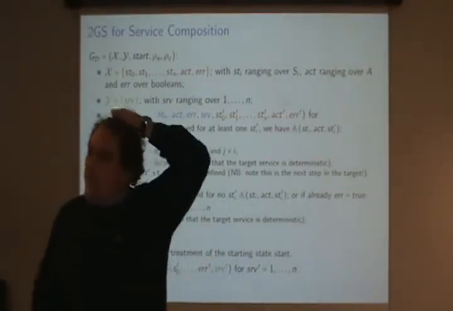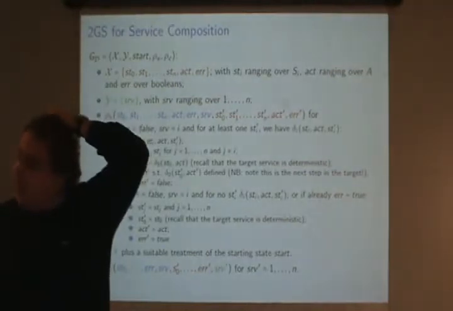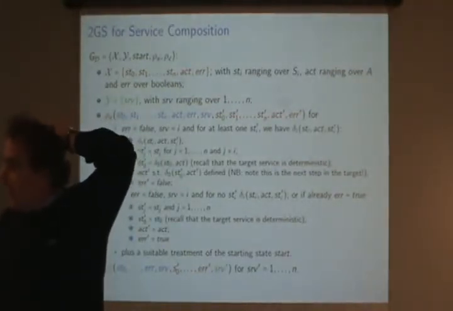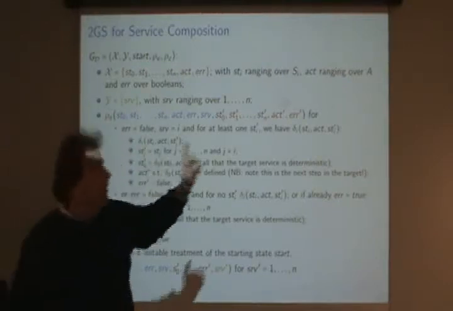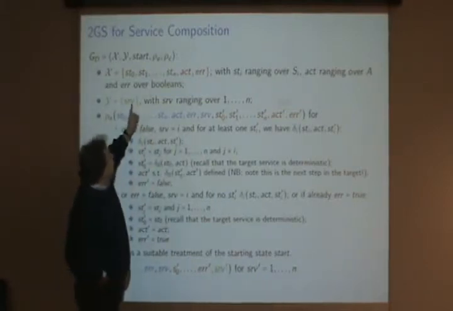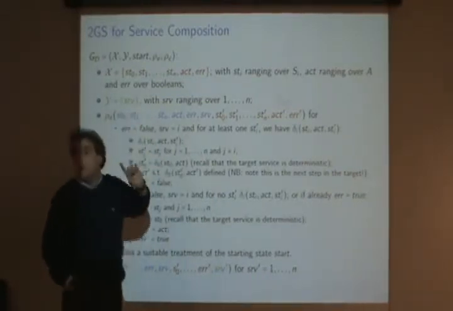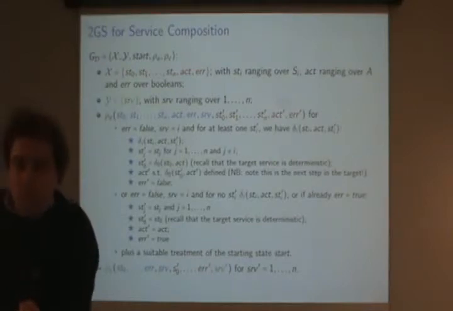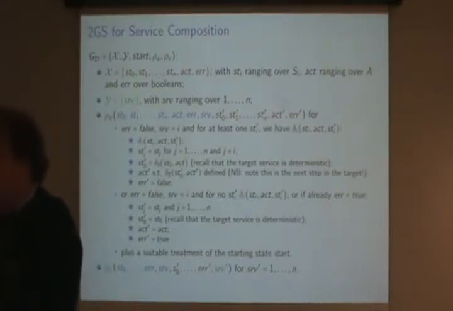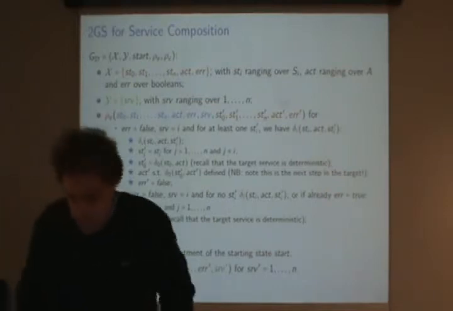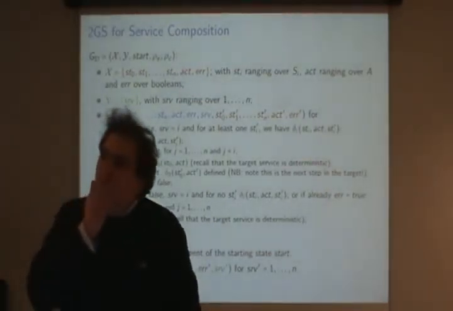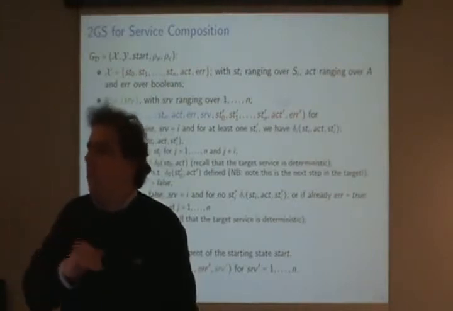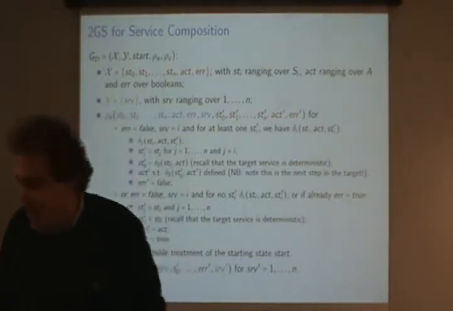We keep error just to say that at this moment, the target has to do something, but the service selected by the controller could not do it. So you raise a flag. If the target says a service has to do it, but it cannot, then you raise a flag and say error. Once you have an error, the composition is not valid, so you should stop.